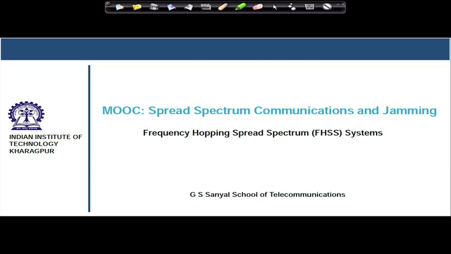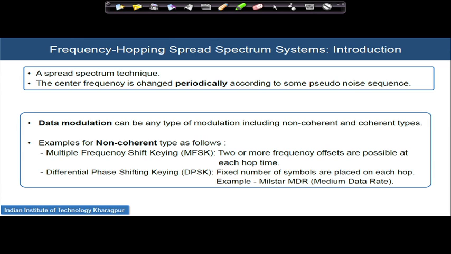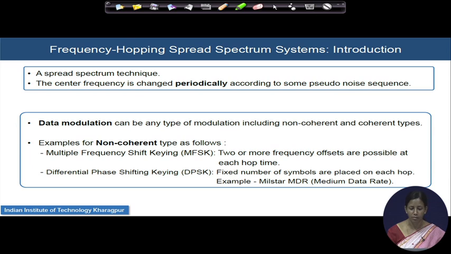Hello students, today we will start spread spectrum communication, jamming, and the second type of spread spectrum communication techniques, which is the frequency hopping spread spectrum system. Frequency hopping spread spectrum is another type of spread spectrum technique where the center frequency of the carrier of the transmission will be periodically changing according to some PN sequences. How is it something like this?